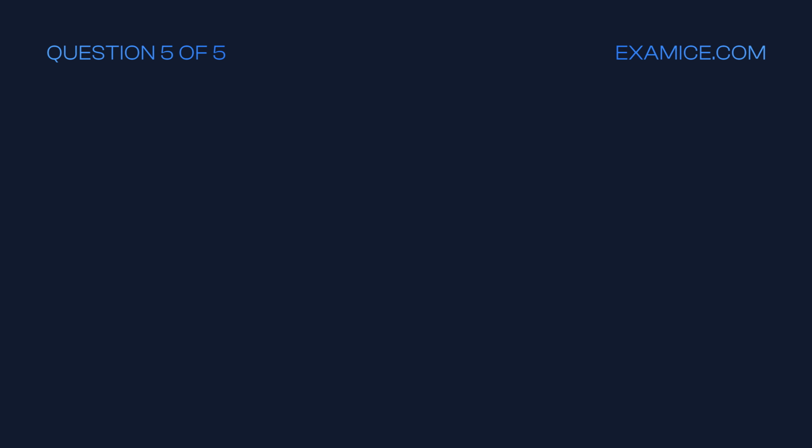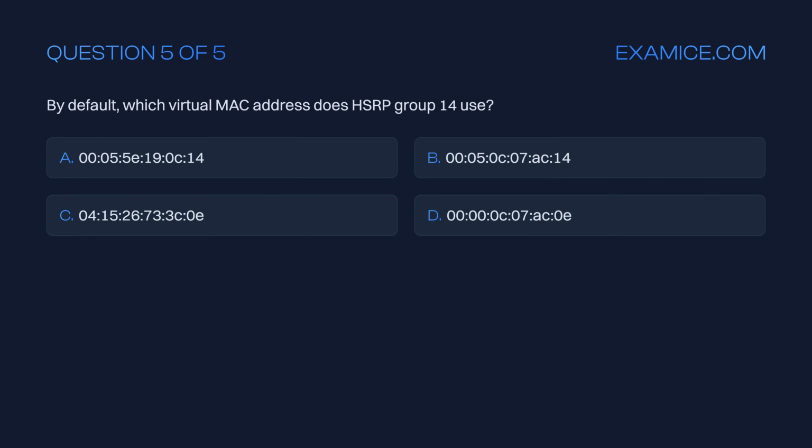Question 5. By default, which virtual MAC address does HSRP Group 14 use? Option A. 00:05:5E:19:0C:14. Option B. 00:05:0C:07:AC:14. Option C. 04:15:26:73:3C:0A. Option D. 00:00:0C:07:AC:0E.